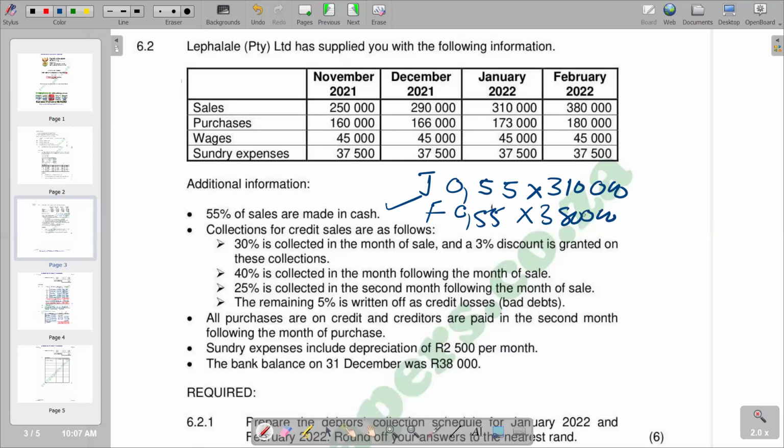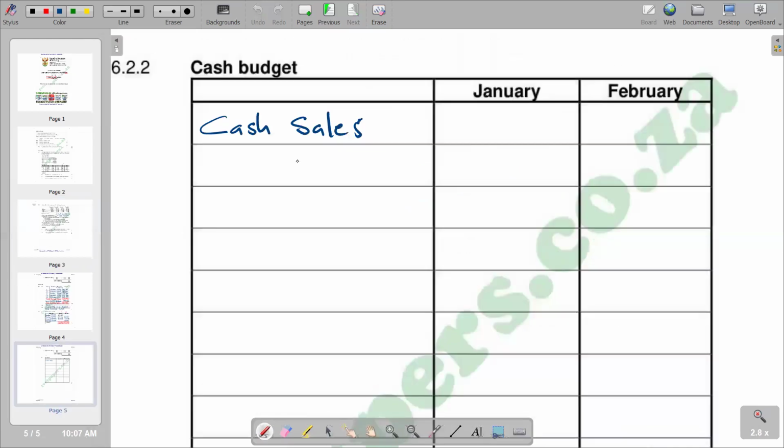So for January, if you say 0.55 times 310,000, we have 170,500. We do the same thing for February. Get your answer is 209,000. So that's what we have. And then from there, we go to receipts.